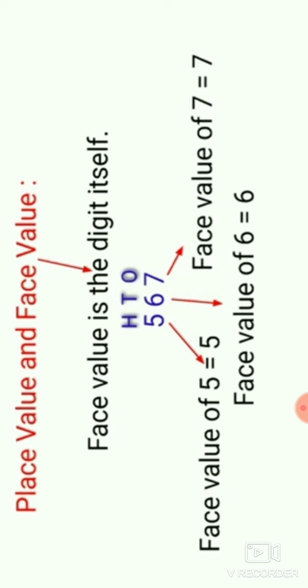567. You have to write, so 7 is in the ones place, 6 is in the tens place, 5 is in the hundred place. So write face value of the given number. Therefore, as the face value is the digit itself, therefore face value of 7 is equal to 7. Then face value of 6 is 6 and face value of 5 is 5. Therefore, the face value is the digit itself. In this way, you have to find out place value and face value of the numbers.